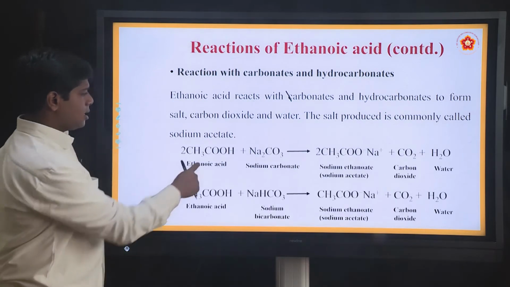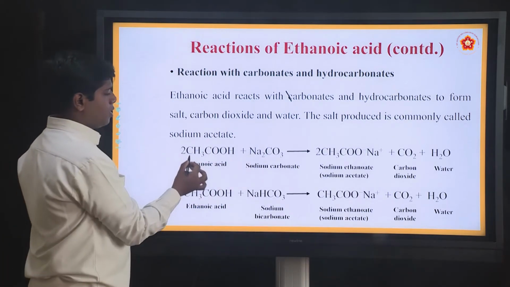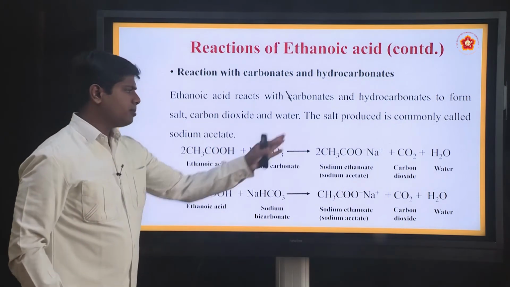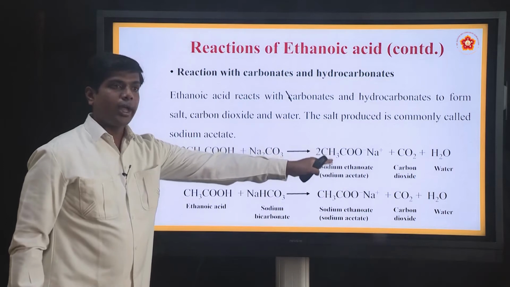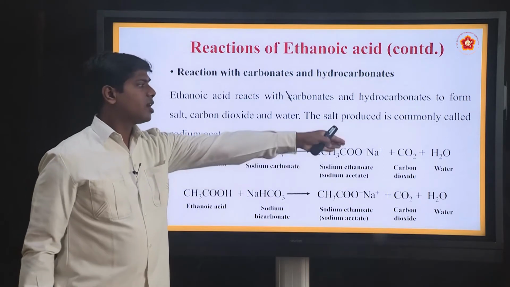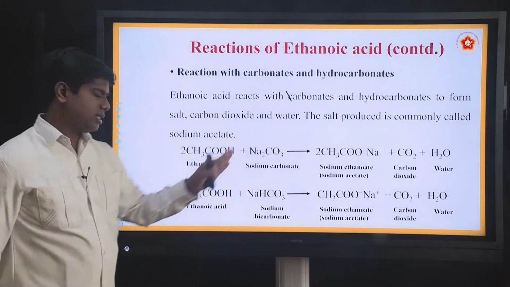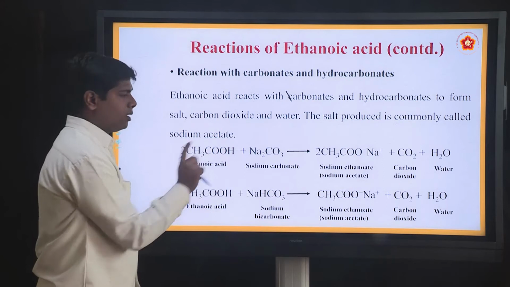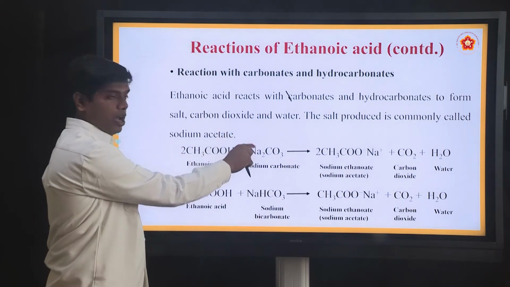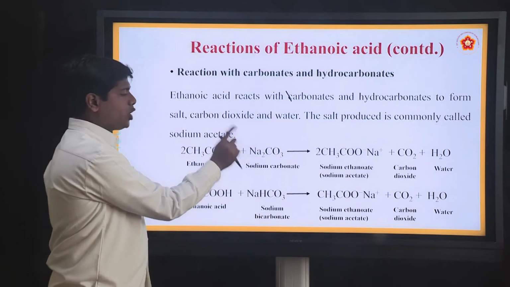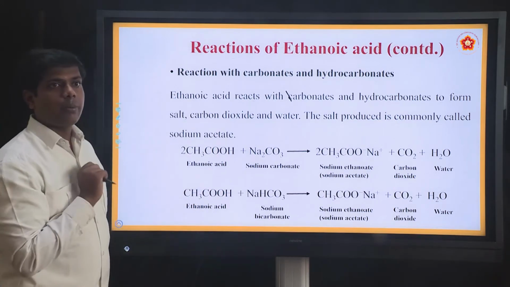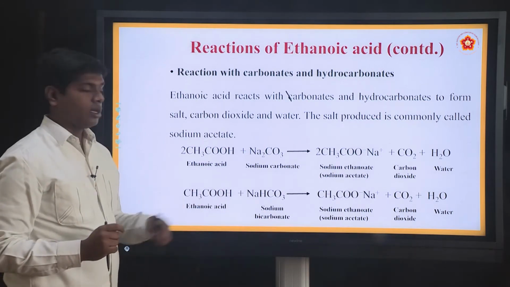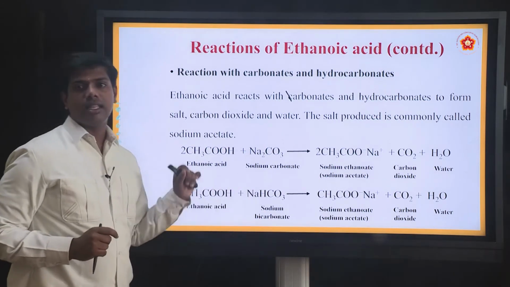This is the reaction, about sodium carbonate. When ethanoic acid reacts with sodium carbonate, it forms sodium ethanoate or sodium acetate, where carbon dioxide and water molecules are released. Similarly, the same reaction with sodium bicarbonate. For the above reaction, it is sodium carbonate. What is the formula? Na2CO3, that is sodium carbonate. What is the formula for sodium bicarbonate? NaHCO3. There is a difference.